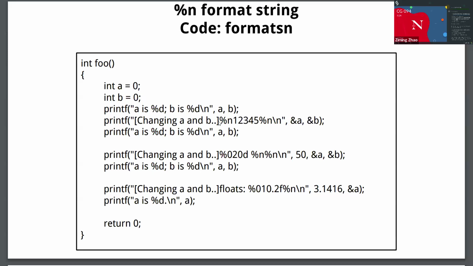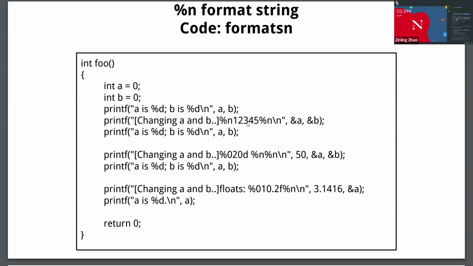From here to here, maybe 20, right? I think it's 20, yeah. So after this, a will have the value of 20, okay? Then we keep printing out 1, 2, 3, 4, 5. And those 1, 2, 3, 4, 5 are not part of any format specifier, so they will be just printed out.